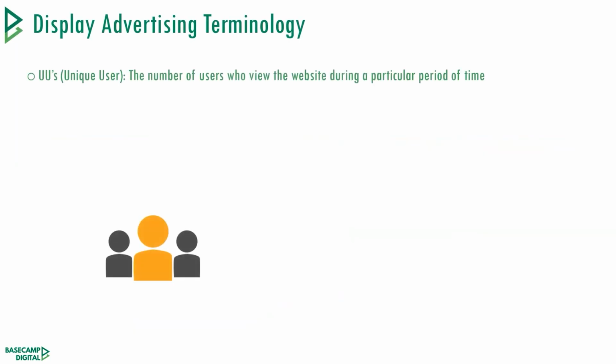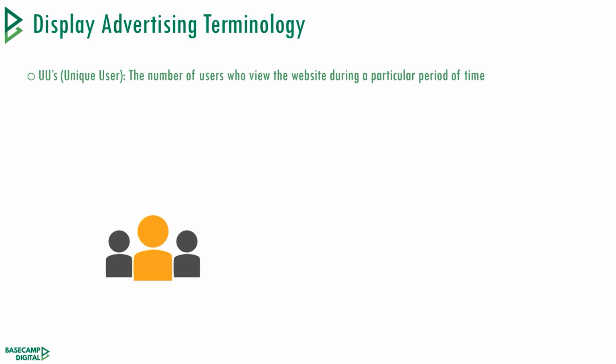So let's really understand. I'm going to toggle between the slides and the website, so you can easily understand what exactly we are talking about. One of the biggest and most important terminologies when it comes to digital advertising is UUs, right? It's called unique users: the number of users who view the website during a particular period of time.